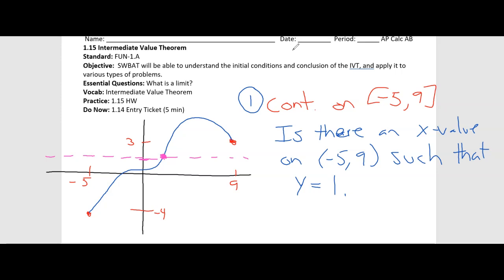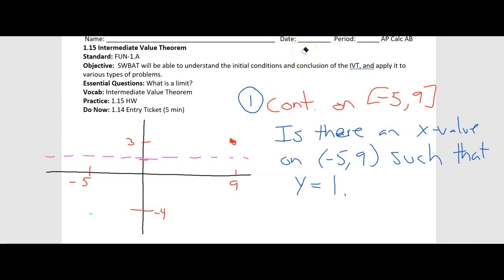Now the problem is, this isn't the only type of function that I could have, right? There's an infinite number. So maybe let's draw another one. I'll leave y equals 1 up there. So now that I've left y equals 1 up there, is there a way for me to not intersect that line as I trace the function from -5 to 9? So let's see. Maybe I can come over here. Oh, I'm still going to have to cross the line before I get to 9, so that doesn't work.